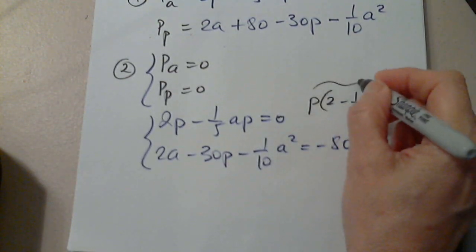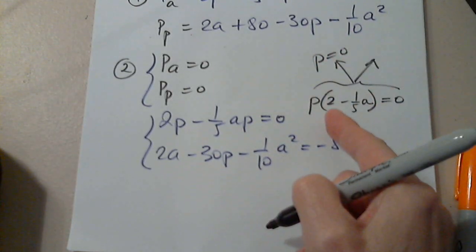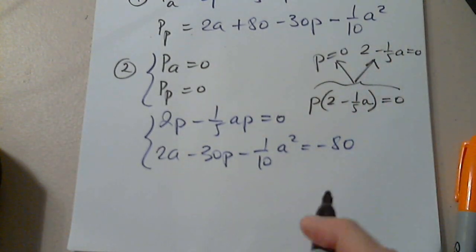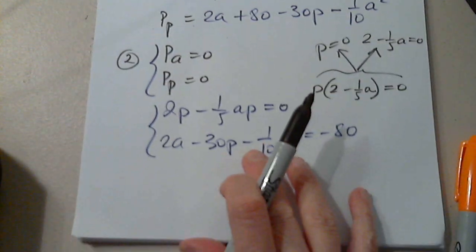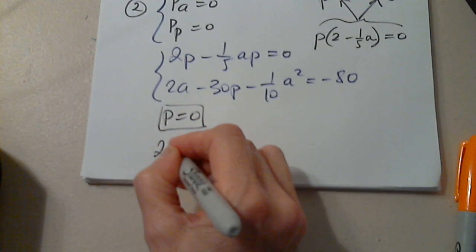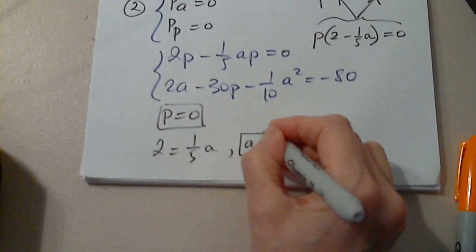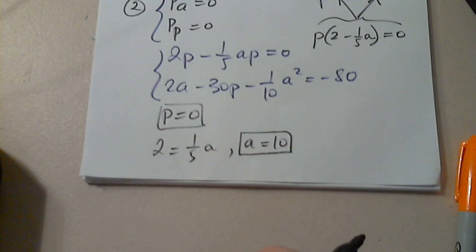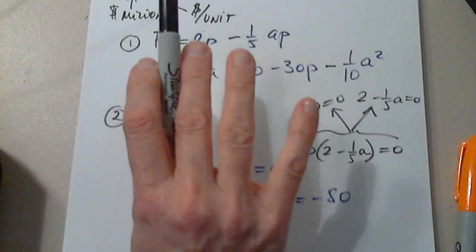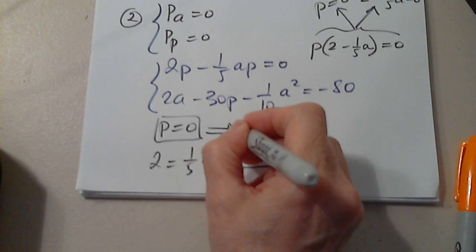So this equation has two possibilities. Either P to be 0, or 2 minus 1/5 A equals 0. So, two options: P to be 0, and the other one, I move 1/5 A to the other side, 2 equals 1/5 A, which means A, cross multiply, A equals 10. So the price per unit cannot be 0. But let's stick with it. Let's say we have obtained two possibilities. So let's continue here. Let's see what happens.